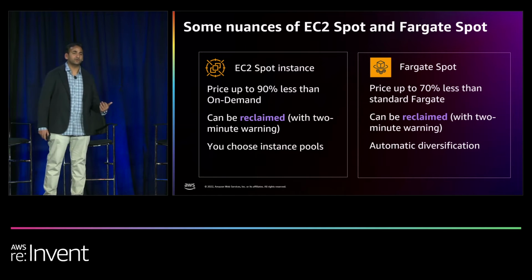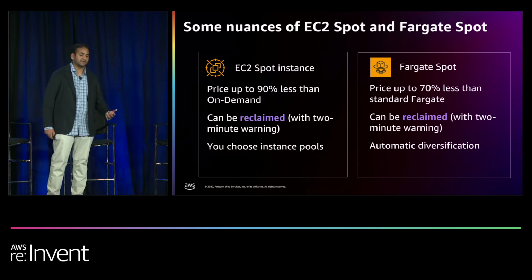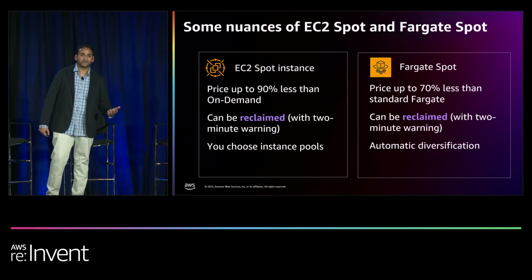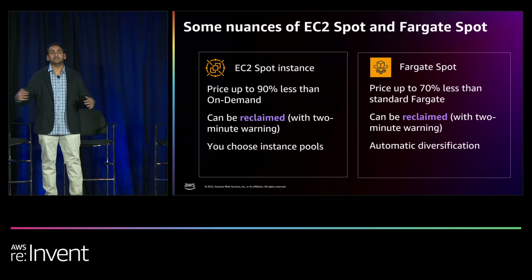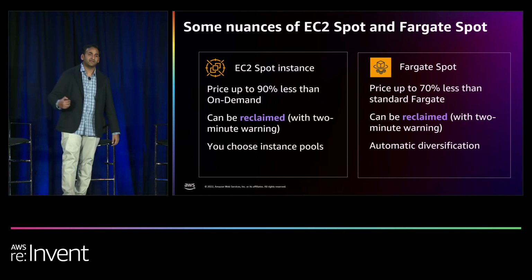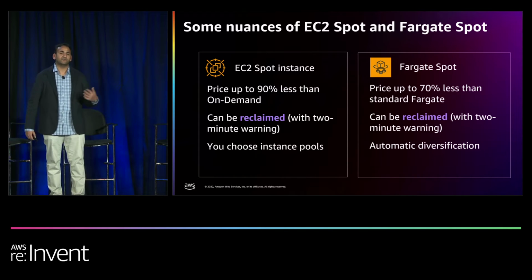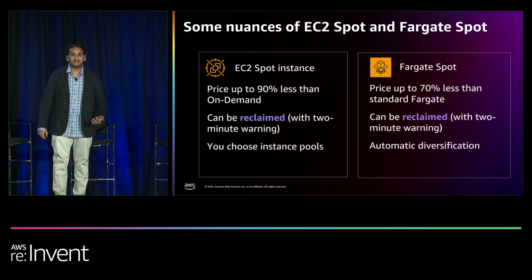A quick nuance between EC2 and Fargate Spot. When you use Fargate Spot, it provides up to 70% discount compared to standard Fargate, whereas EC2 Spot might have higher discounts. And secondly, when you use Fargate Spot, the underlying instance pool that is used for running your tasks is automatically diversified, so the likelihood of seeing an interruption when you run Fargate Spot is automatically lowered.